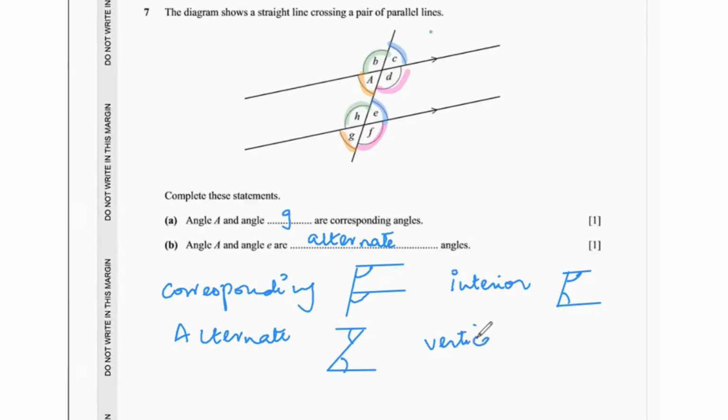And vertically opposite was an X because they're like this. So you can remember this. You can learn this to remember which type of angle is in the parallel lines. You can just highlight the angle that they're focusing on and then identify if it's a corresponding, alternate, interior, or vertically opposite.